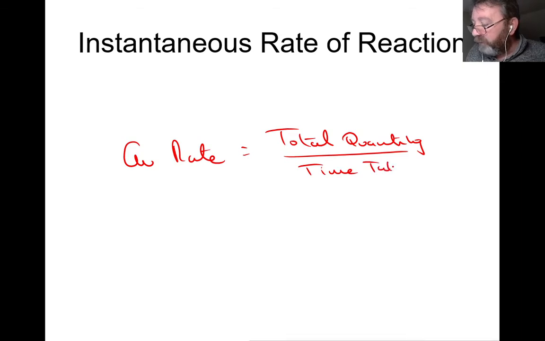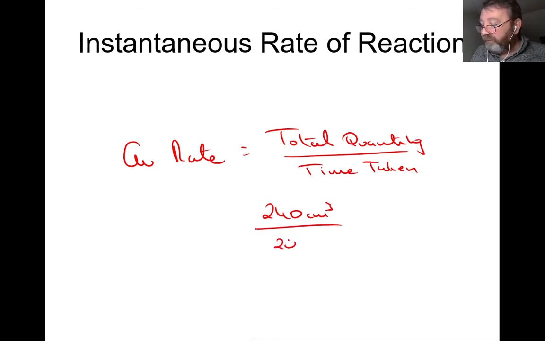Okay, so for example, if it's a case that 240 centimeters cubed of hydrogen gas are produced in 20 seconds, well then the rate is easy. The rate is 12 centimeters cubed per second. But that is the average rate, okay? Now, if the average rate was good enough, then we wouldn't need to refine this any further and do what we're going to do today.